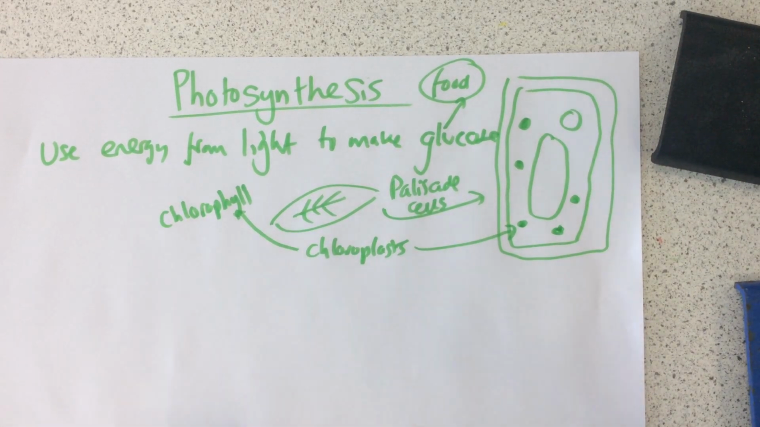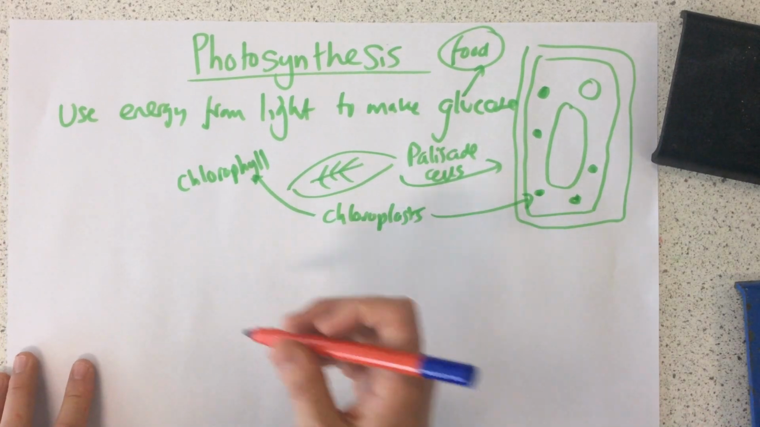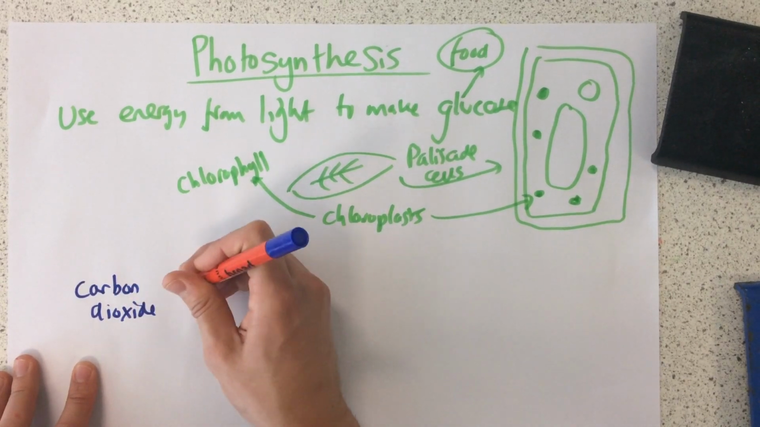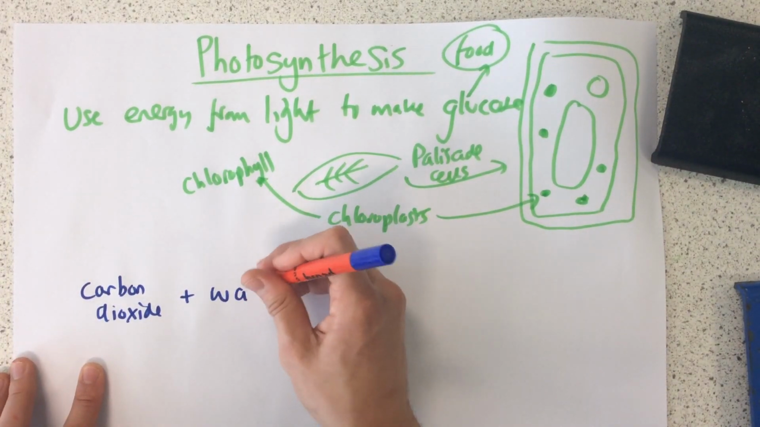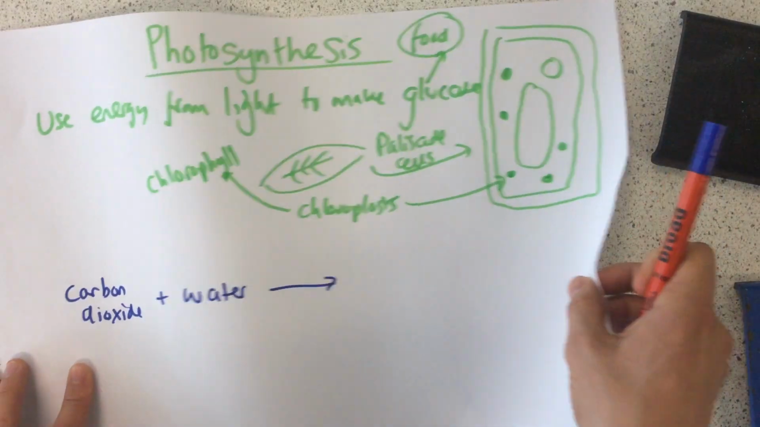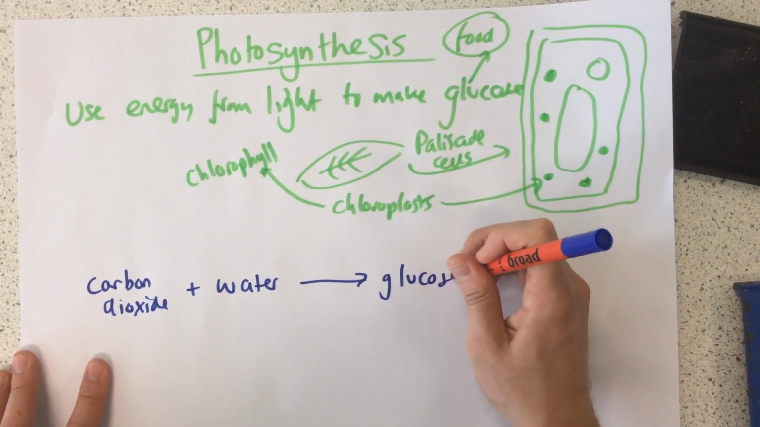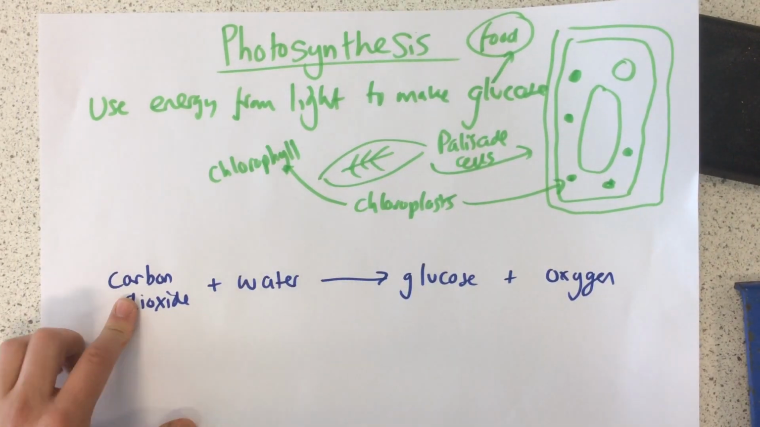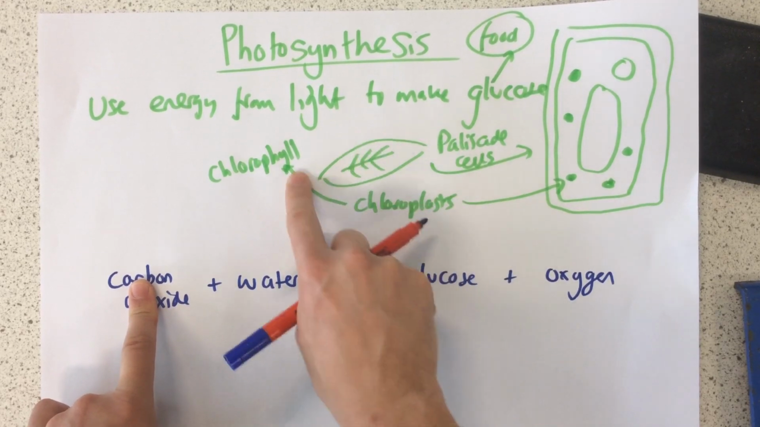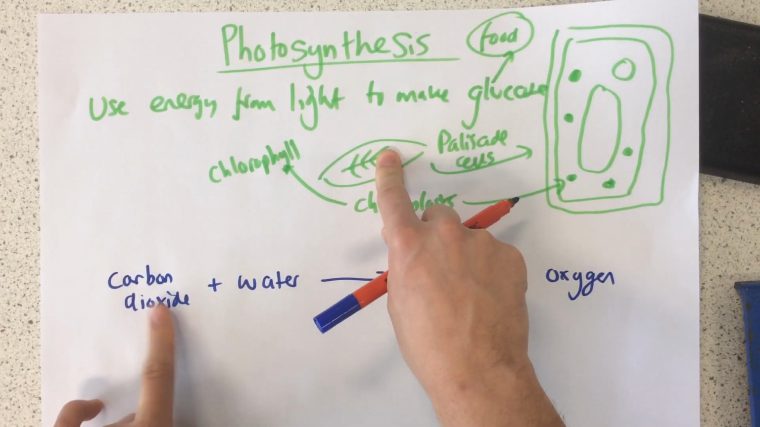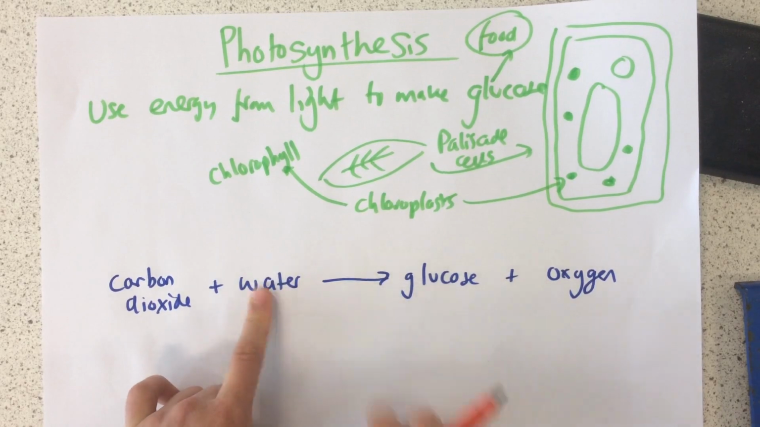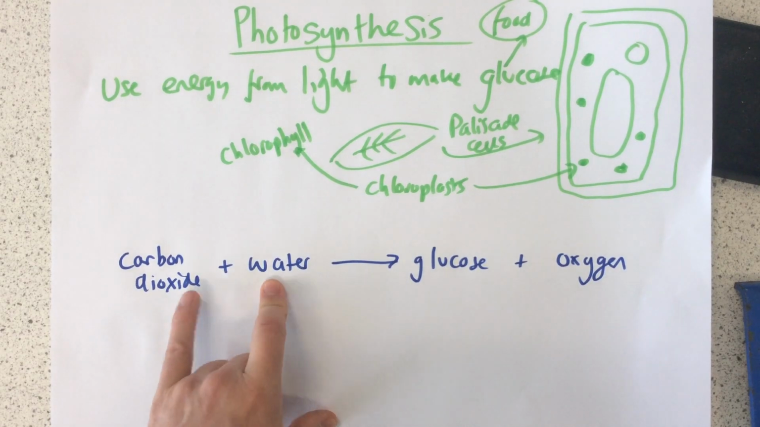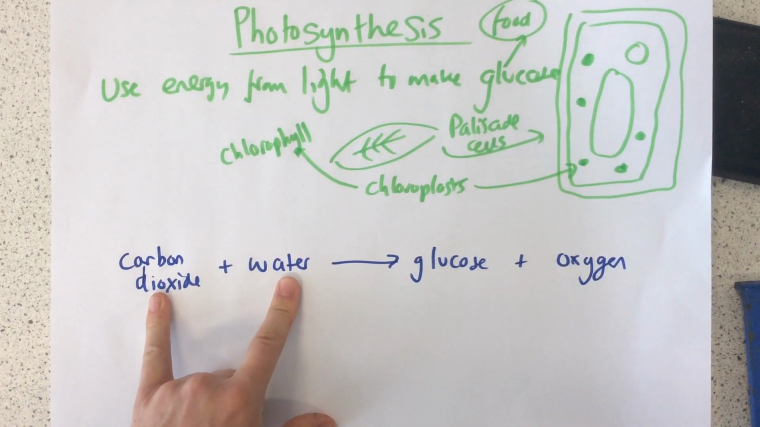So we need to know the word and symbol equation for photosynthesis. So we have carbon dioxide plus water goes to glucose and oxygen. So carbon dioxide, this just comes from the air. It enters the leaf via diffusion. The water gets absorbed through plant roots by osmosis and then goes up to the leaf. So these are the two things that we need for photosynthesis to occur.